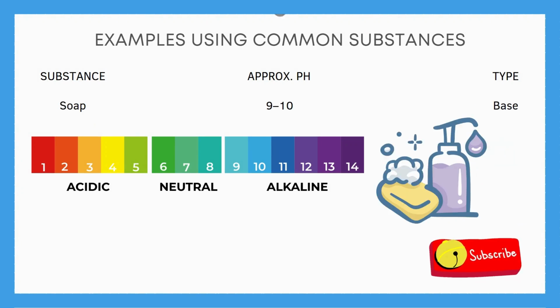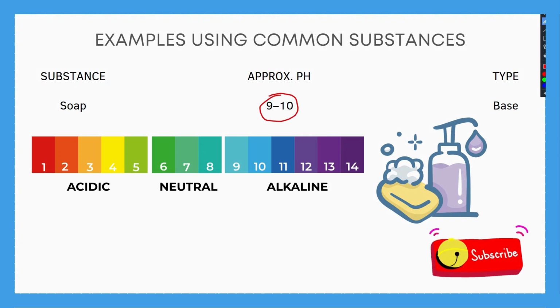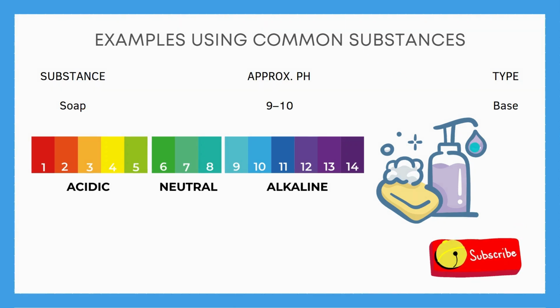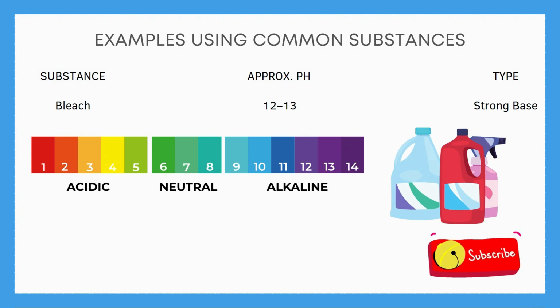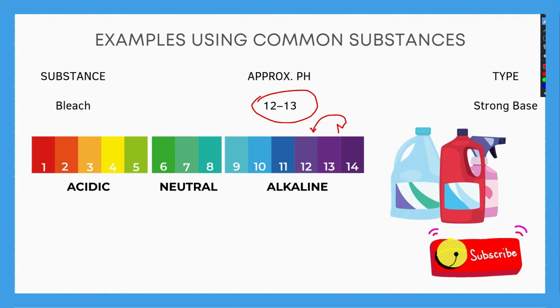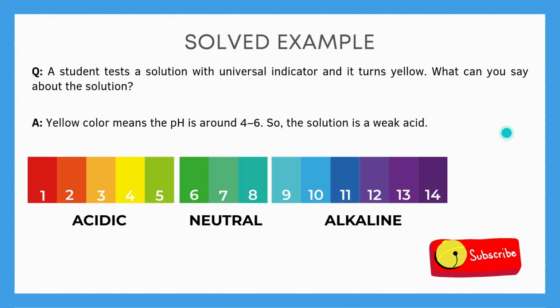The next example that we're going to be considering is soap. Now, soap has the approximate pH value of 9 to 10. 9 to 10 ranges from around this point to around this point. That makes it a moderately strong base. That's for soap. And then the next example that we have is bleach. Bleach is way stronger than soap. It has the approximate pH value of 12 to 13. 12 to 13 ranges from around here to around this point over here. 12 to 13 makes it a very, very strong base. That's bleach for you, a very, very strong base. If you notice, the smell, in fact, of bleach alone is very, very strong.